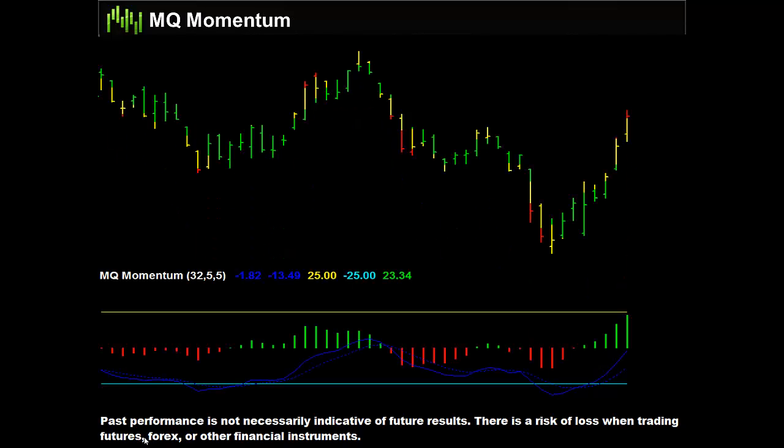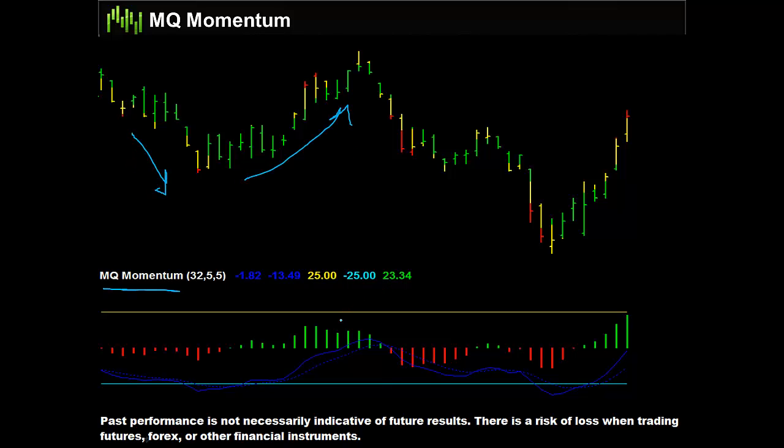Okay. Now, the third component of technical analysis, momentum, or specifically the momentum of price movements. The tool that we're going to use is the MQ momentum indicator. What MQ momentum does is seek to gauge the momentum of a market, which is the strength of a market move when it is moving in one direction or another.